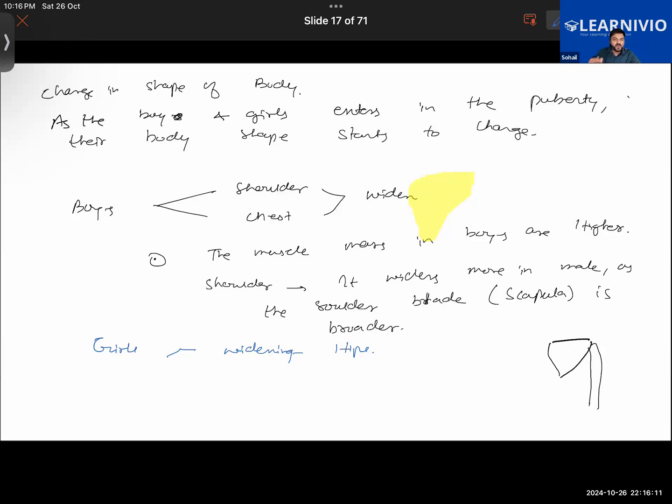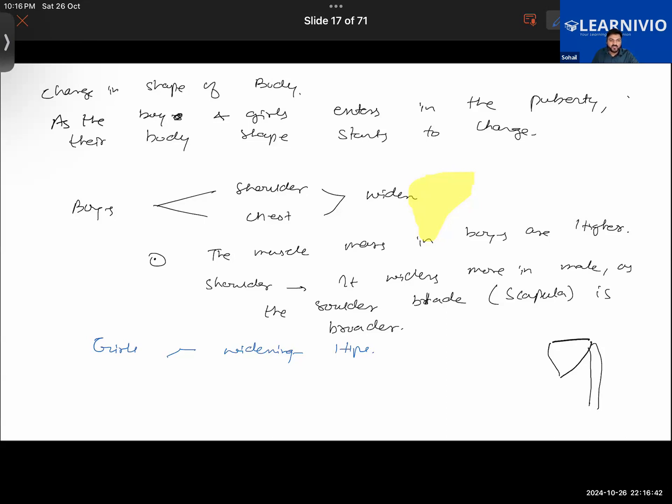Plus, what are we seeing? That the total amount of muscle mass in the boys is more as compared to the girls. So these are some of the physical changes in the shape of the body of the boys. Plus, talking about the girls, in their body the distribution of the muscle and the fat mass will be different. In fact, in both cases, whether we talk about the girls or the boys, the distribution of the muscle and the fat in the body is different from each other, right?